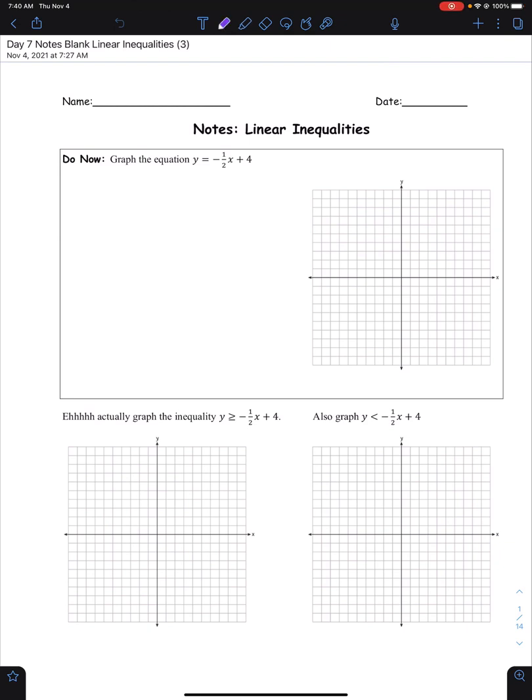So we're going to be learning about linear inequalities today, graphing, and looking at it algebraically also. But for the do now, I just want you guys to graph that equation. Pause the video and play it once you're done.